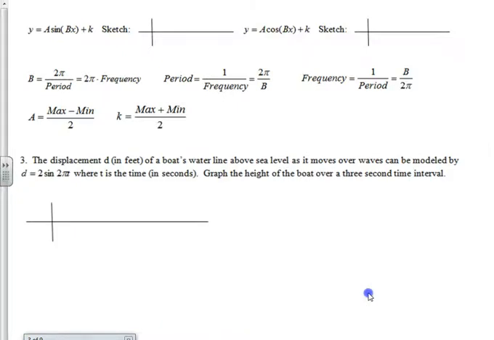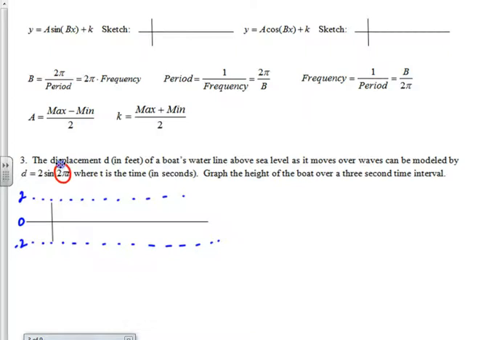Now we get to the story problems. Displacement of a boat's water line above sea level as it moves over waves can be modeled by that trig function. They want me to graph the height of the boat over a 3-second time interval. Well, this will be good. A couple things I notice. 2 is the amplitude, so I'm going to draw in some upper and lower amplitude lines. And I notice there's no K value shifting up or down, so my midline is 0, my upper line is 2, and my lower line is negative 2.